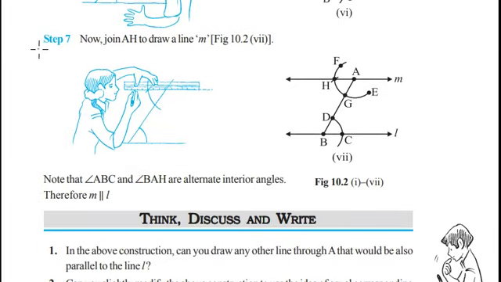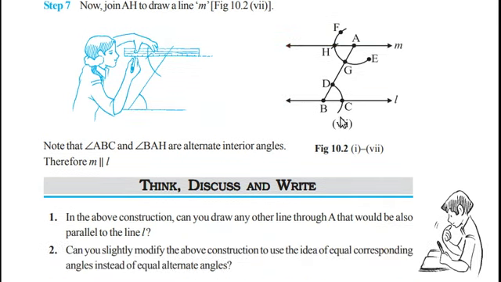Finally, in step 7, we will draw line M which is parallel to the given line L. You can notice that angle ABC and angle BAH are alternate interior angles. Therefore, we can conclude that line L and line M are parallel lines.